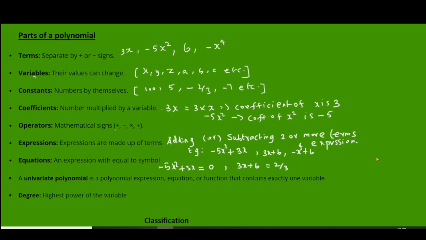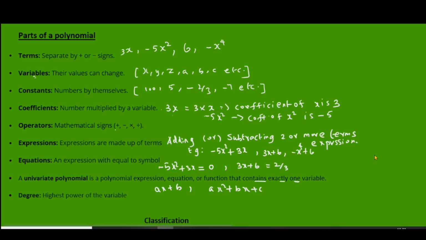A univariate polynomial is nothing but a polynomial expression, equation, or function that contains exactly one variable, without a combination of any other variable. If we write exactly one variable, that is nothing but a univariate polynomial. We wrote like that only. For example, ax plus b, or ax squared plus bx plus c equal to 0.